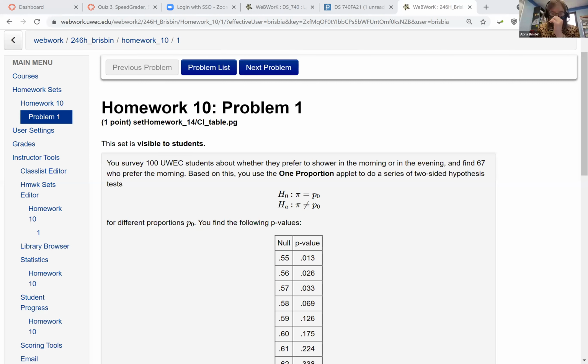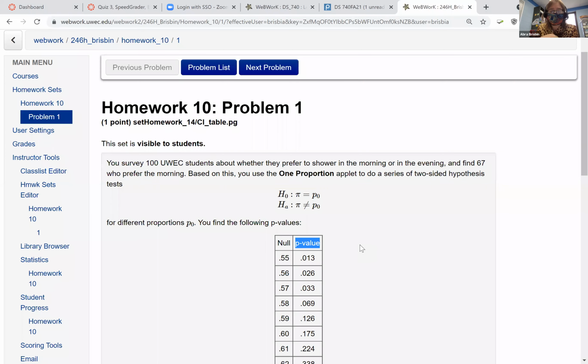Okay, so in this problem, it's telling us that we've used the one proportion applet to do a series of two-sided hypothesis tests for different proportions P naught. So those are the null hypothesis values in this first column, and then the p-values associated with each of those hypothesis tests.